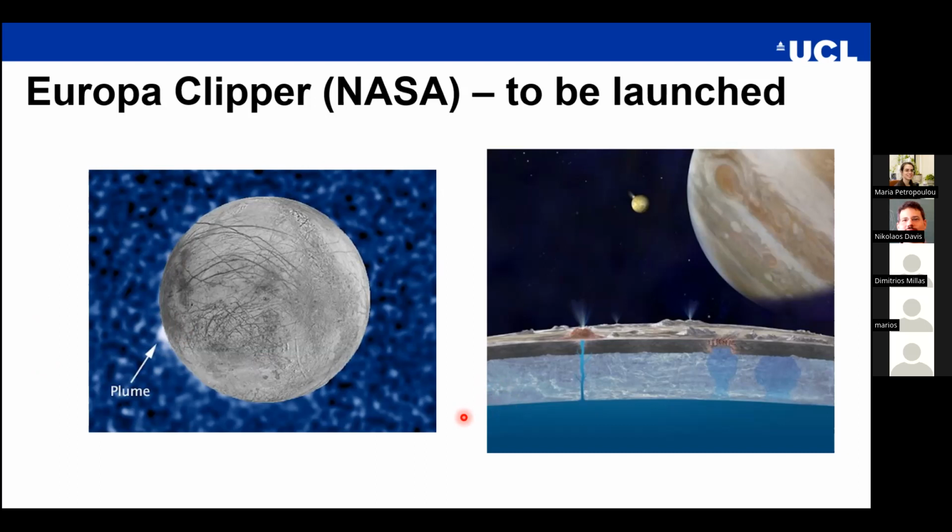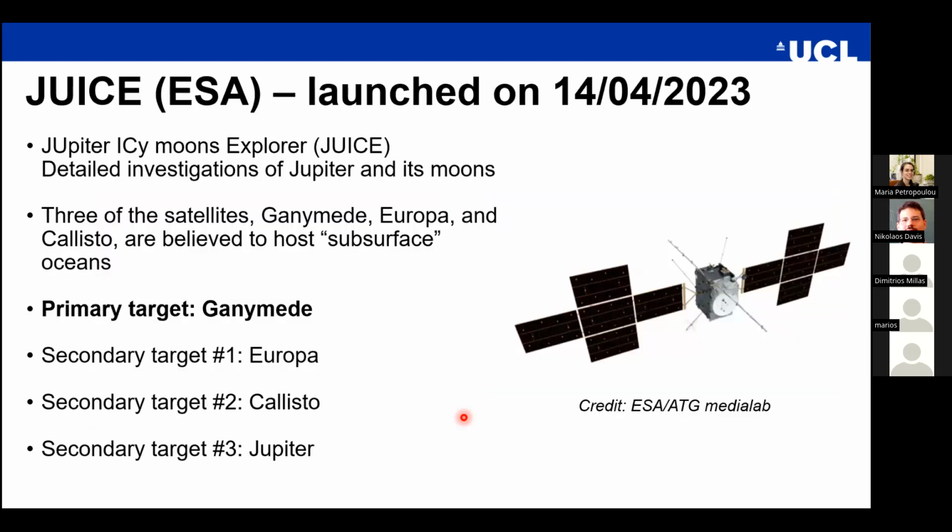And actually the amount of water that we believe Europa hosts is twice as much as all the oceans of the Earth combined. So it's a huge amount of water, and it's also potentially a habitable world. So NASA invested a lot in this mission. But ESA launched first another spacecraft last April, JUICE, which is going to explore the Jovian system, Europa, Callisto, and the primary target will be Ganymede.